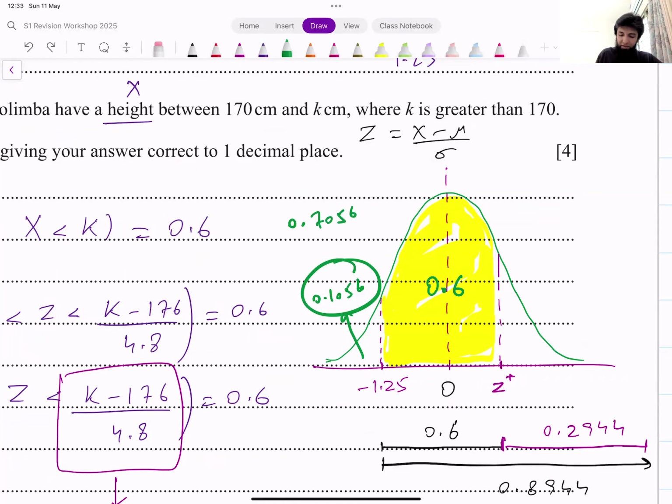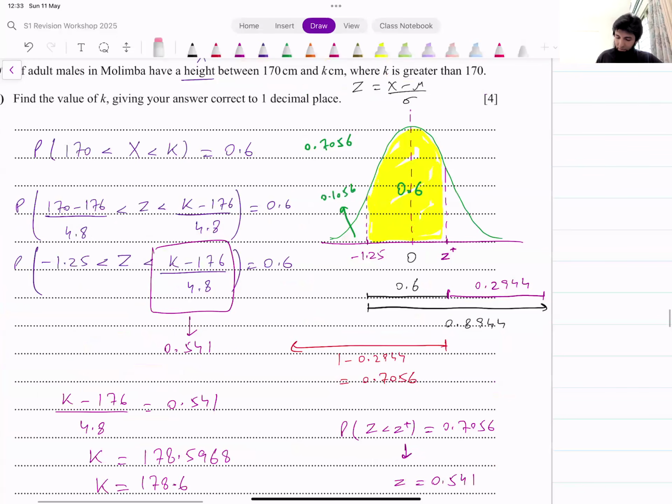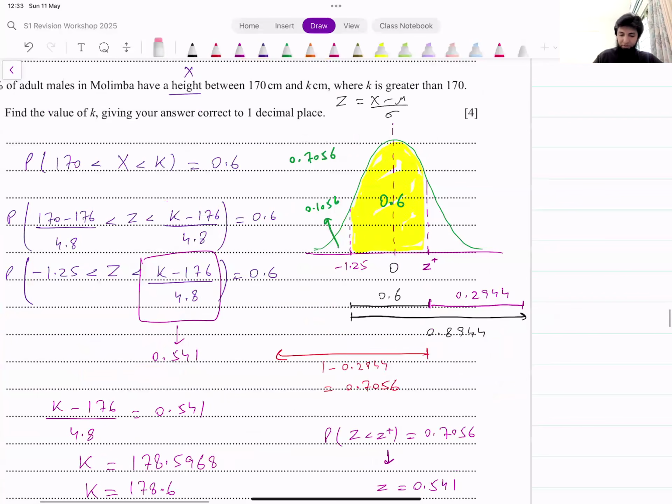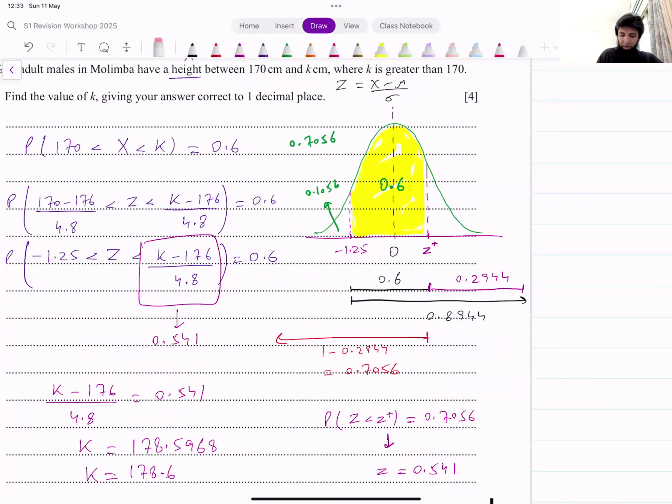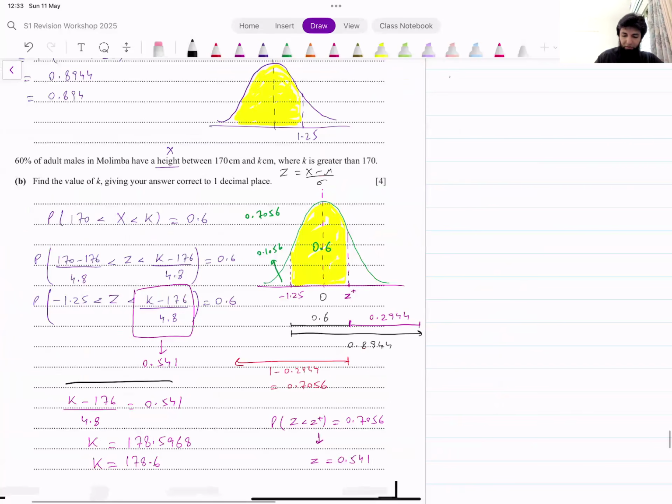And now what you can do is you can find the probability value corresponding to 0.7056, and that will give you that Z value. You can find the Z value from the table. Once you have that, you input that in the formula: X minus mu over sigma equals Z. And that gives you that result, which turns out to be 178.6.